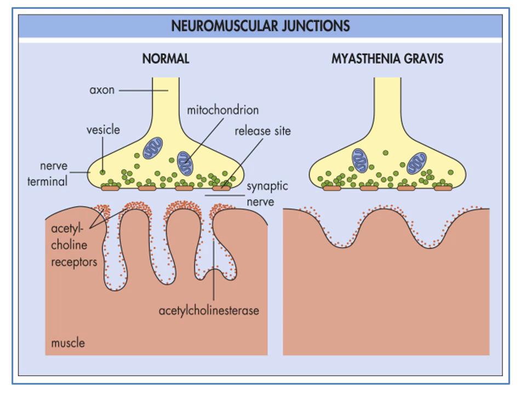In myasthenia gravis, whereas, we see destruction of the acetylcholine receptors present at the muscle site, and as a result, release of acetylcholine will lead to very, very mild muscle contraction, or what we call muscle weakness or paralysis.